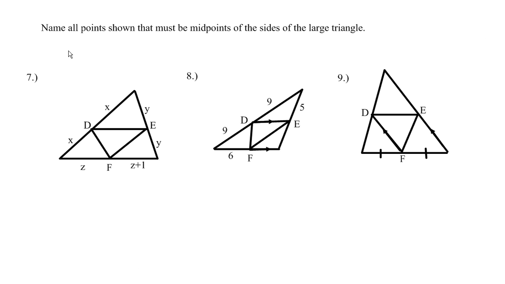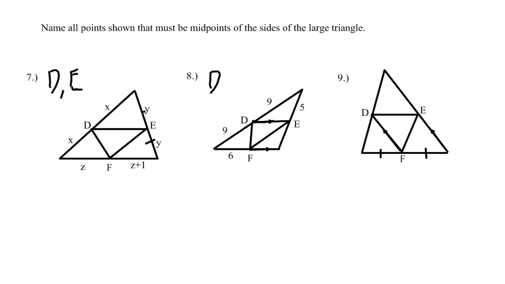All right, 7, 8, and 9 ask you to name all points shown that must be midpoints of the sides of a triangle. So obviously right here we have x and x, so D must be a midpoint of the side of a triangle. Here we have y and y, so these two are equal, so E is a midpoint of the triangle. But over here we have z and z plus 1. Obviously those are different lengths, so z is not a midpoint of the triangle. This one, D is a midpoint.